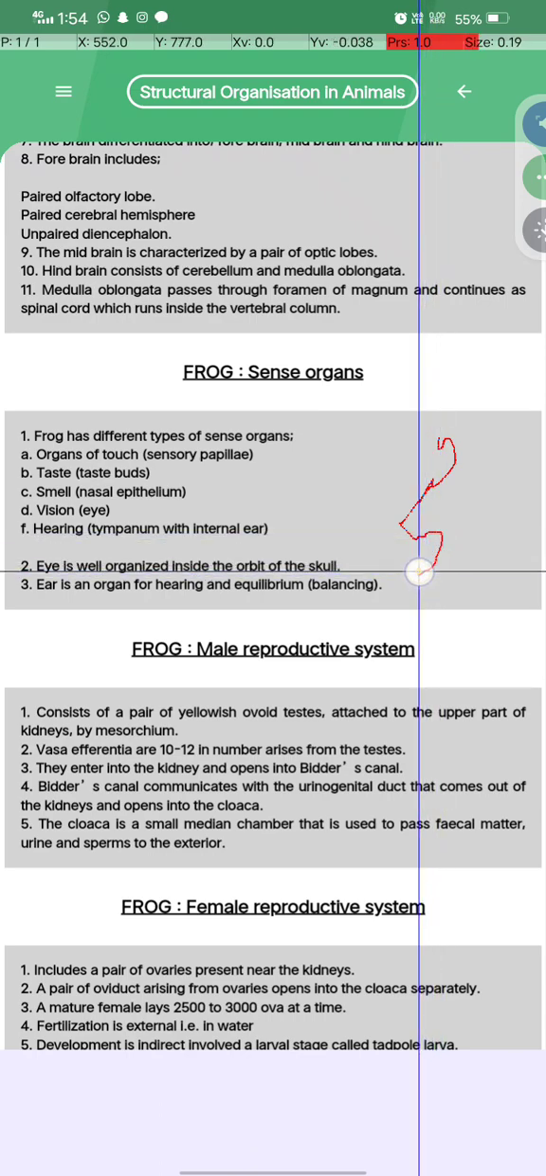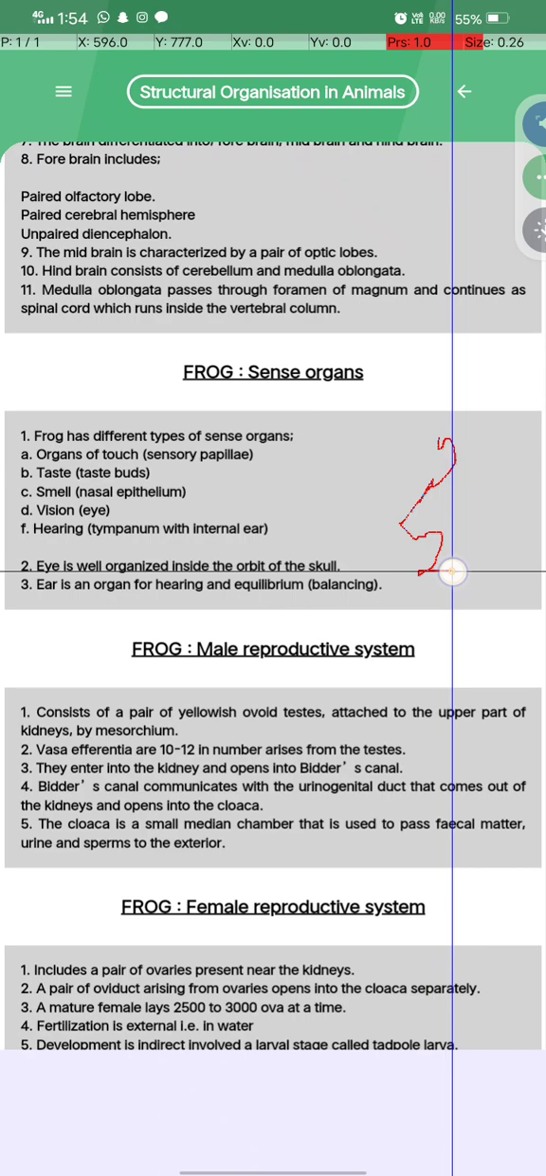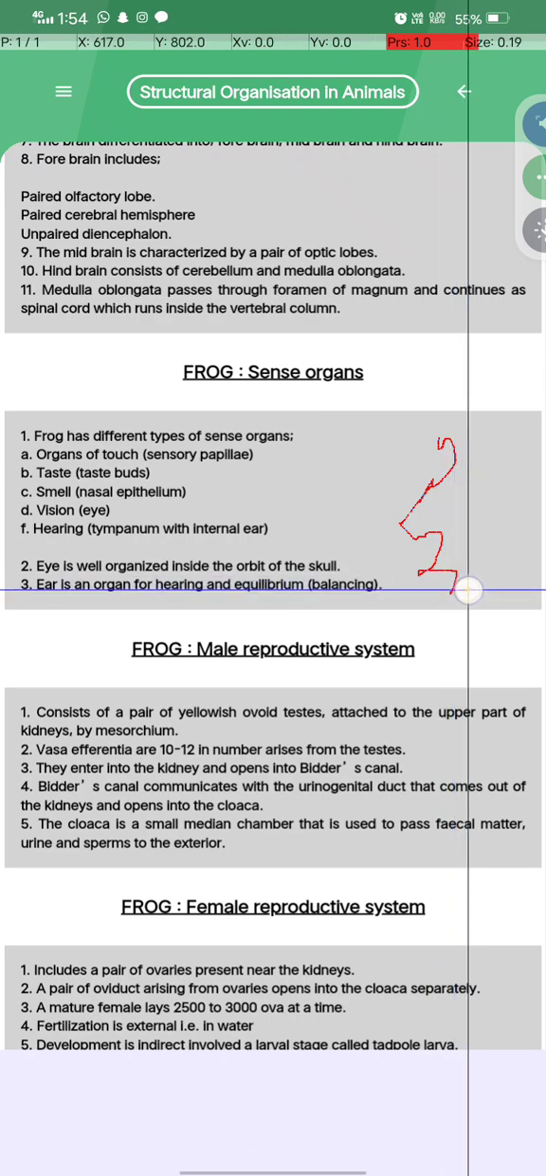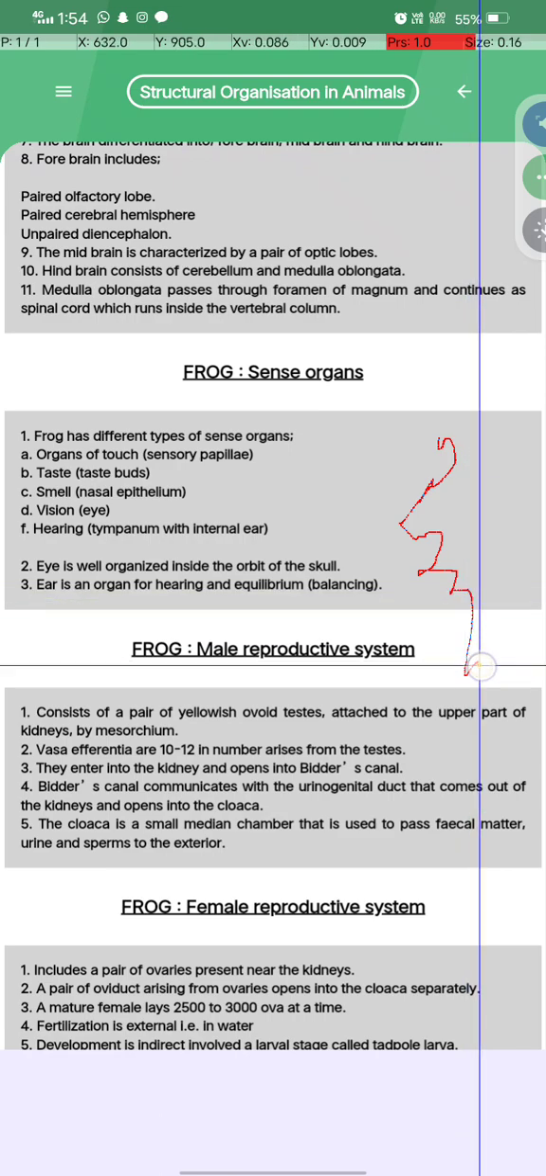The ear is well organized inside the orbit of the skull, and the ear is an organ of hearing and equilibrium, balancing.